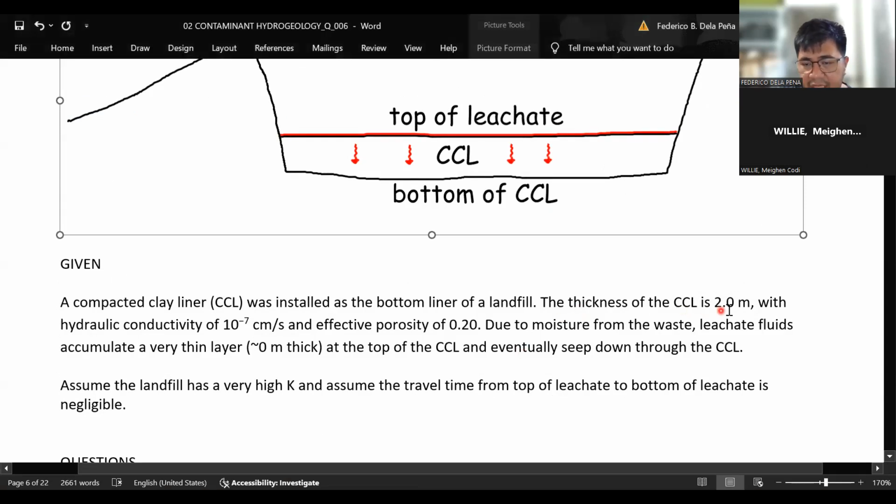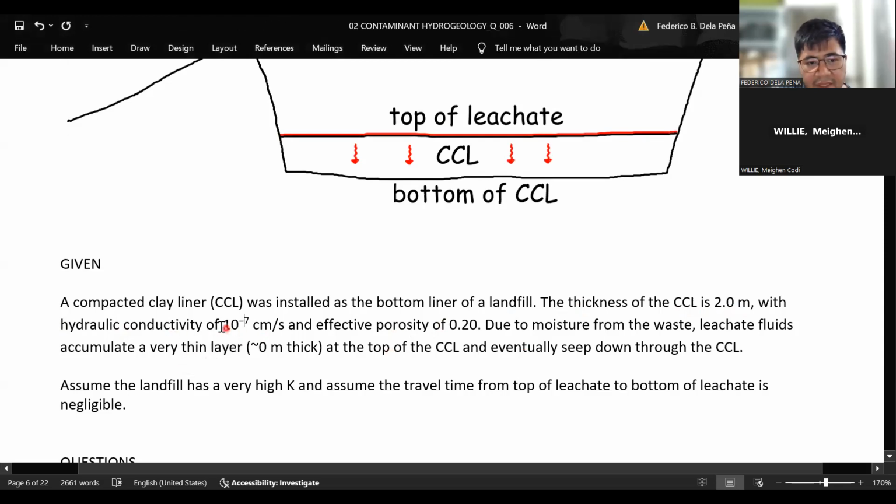Thickness of the CCL is 2 meters. And the CCL has a hydraulic conductivity of 10 to the negative 7 centimeters per second and an effective porosity of 0.2. Due to the leachate accumulation, you have a very, very thin layer of leachate, almost 0 meters thick at the top of the CCL. And the leachate will eventually seep down through the CCL.